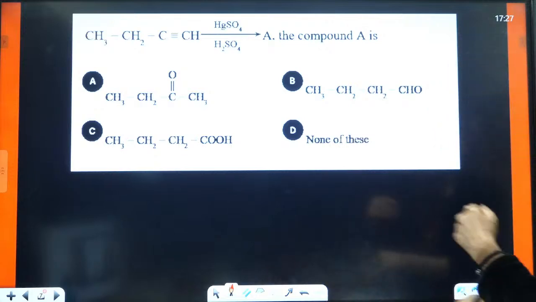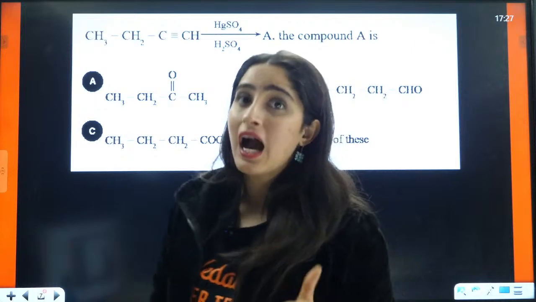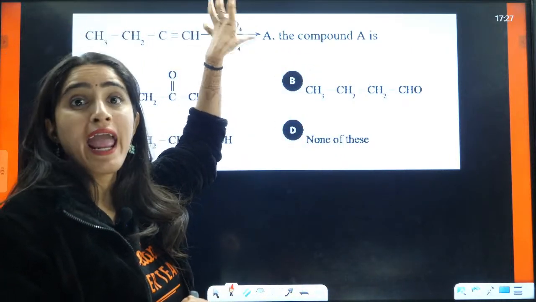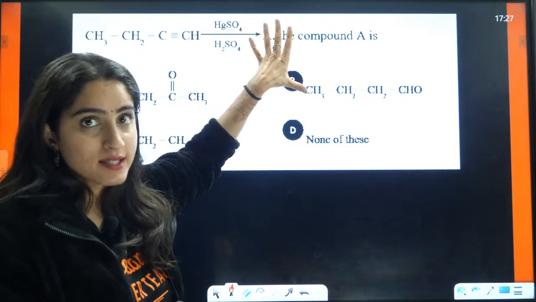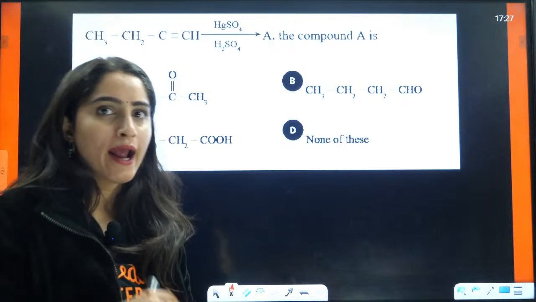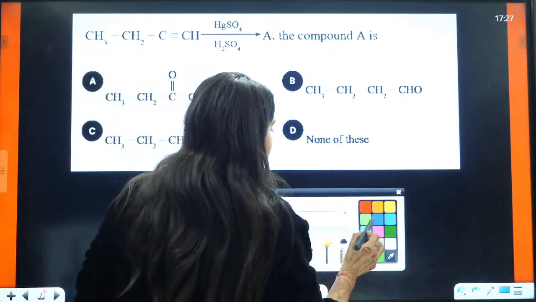Next, you have this compound. It is in acidic hydration, right? That is, in the presence of Hg2+ ions, how an alkyne is converted into an aldehyde or ketone. This reaction we did yesterday, right? So let us do it now.